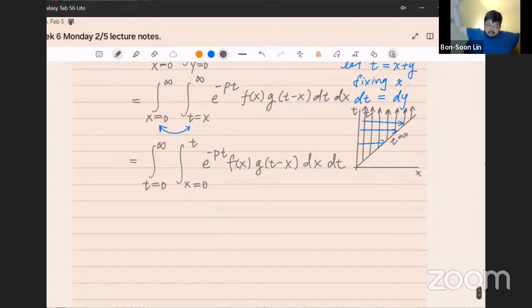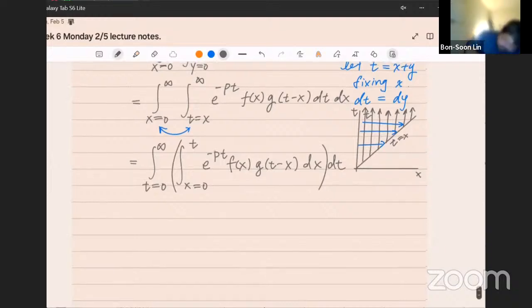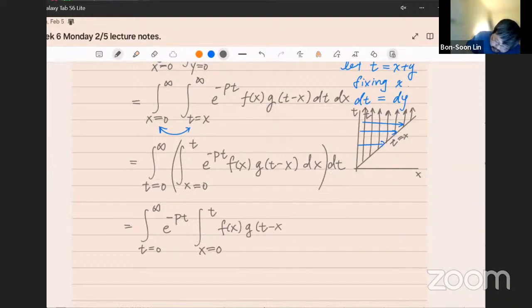Inner integral is about x, so I can take out anything that has no x outside of this inner integral, which is the e to the minus pt. So this is integral t from 0 to infinity, e to the minus pt, integral x from 0 to t of f of x, yes, it has x, g of t minus x, dx dt. Okay, so we have this.